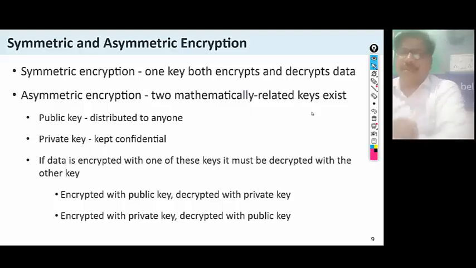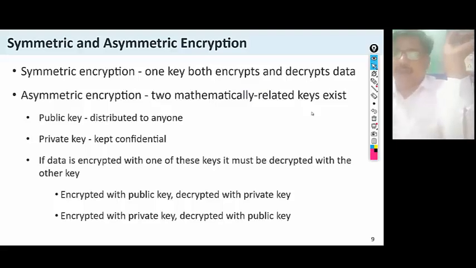Another is asymmetric key encryption. In asymmetric encryption, two mathematically related keys exist. Two keys here, because its name is asymmetric, means non-symmetric. So it means the same key is not used in encryption and decryption. If the same is not used, then a different one will be used. Different key means two keys: one key known as a public key, another known as a private key.